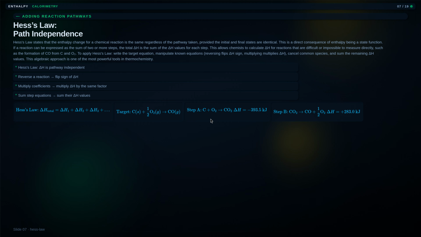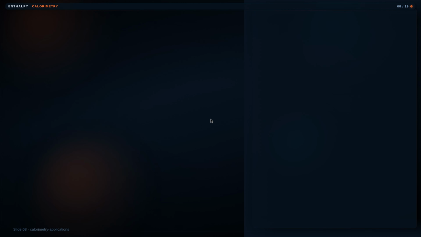This allows chemists to calculate delta H for reactions that are difficult or impossible to measure directly, such as the formation of carbon monoxide from carbon and oxygen. To apply Hess's law, write the target equation, manipulate known equations, reversing flips the delta H sign, multiplying multiplies delta H, cancel common species, and sum the remaining delta H values. This algebraic approach is one of the most powerful tools in thermochemistry.